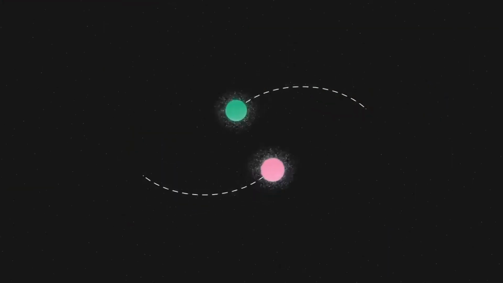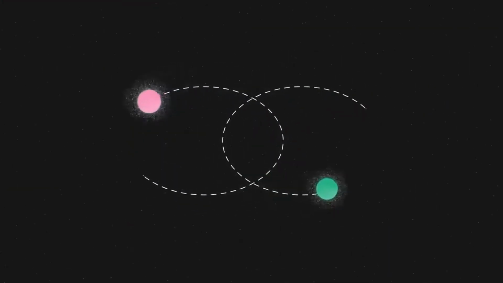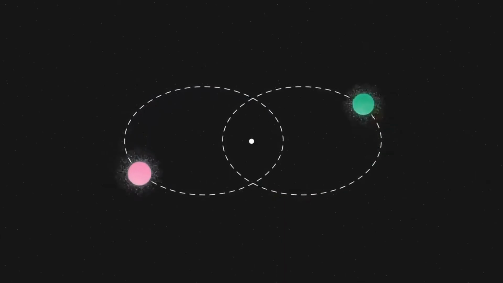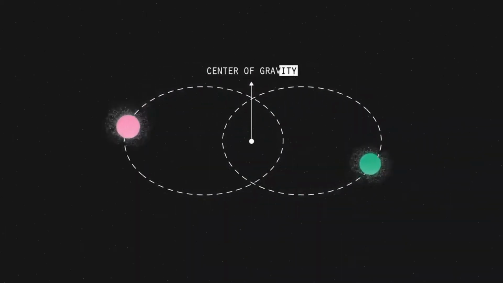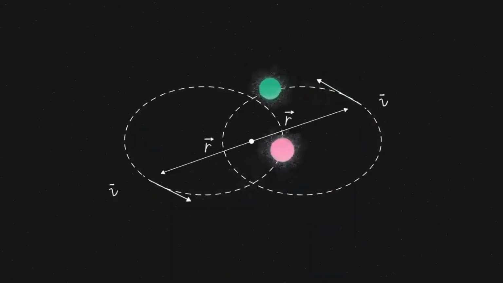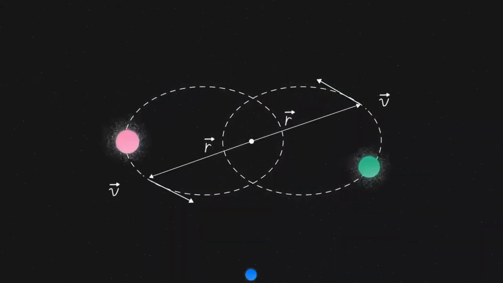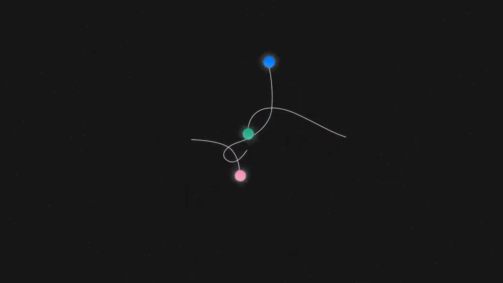Now let's consider two bodies in orbit. If we place our axis system about this center of gravity, then we can reduce the number of unknown variables. Due to this reduction in unknown variables, we can solve Newton's gravitational law and an analytical solution will be possible.